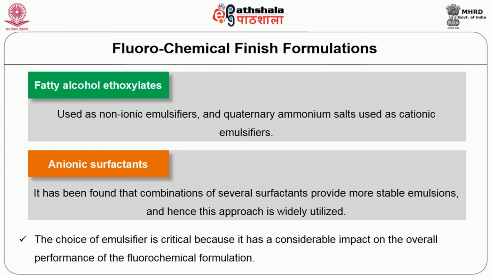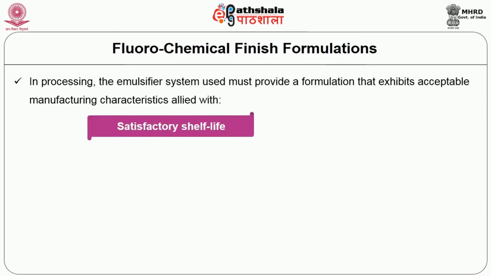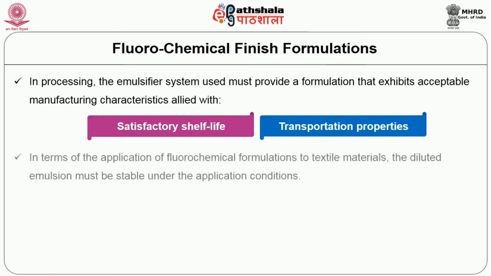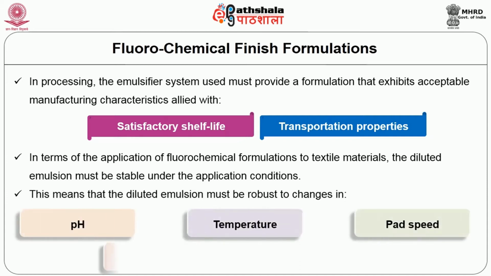The choice of emulsifier is critical because it has a considerable impact on the overall performance of the fluorochemical formulation. In processing, the emulsifier system used must provide a formulation that exhibits acceptable manufacturing characteristics allied with satisfactory shelf life and transportation properties. In terms of application of fluorochemical formulations to textile materials, the diluted emulsion must be stable under the application conditions.